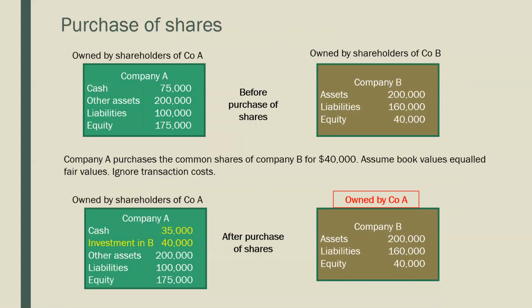Otherwise, the two companies will continue to exist in the eyes of the law. They'll continue to earn their own income and file their own income tax returns, et cetera, et cetera. However, given the fact that company B is now owned by company A, B has become the subsidiary of company A. And so what company A needs to do now is prepare consolidated financial statements, including company B's financial information.